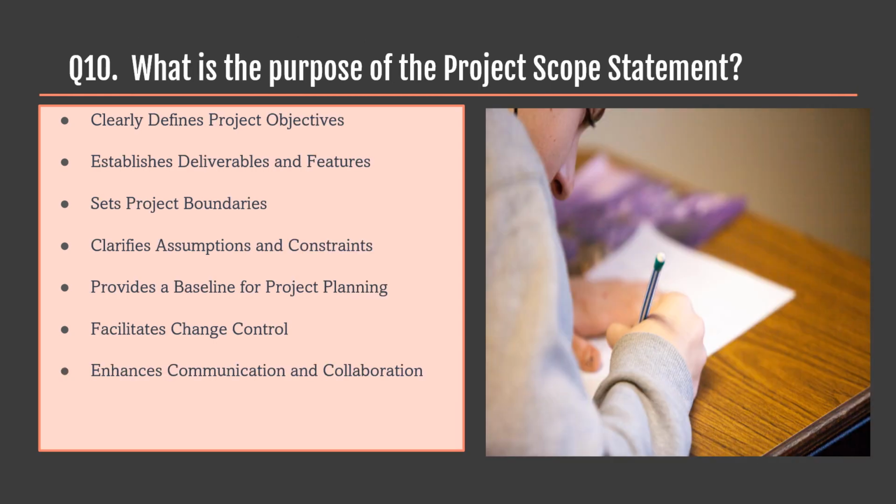Question number 10. What is the purpose of the project scope statement? The project scope statement serves as a critical document that defines the project's objectives, deliverables, boundaries, and major milestones. The clear objectives assisted the project team to understand the primary purpose of mobile app development. Specific deliverables like user-friendly interface, menu browsing and selection, ordering, etc. were mentioned. Mary mentioned the boundary that the app would be available for iOS and Android users only.